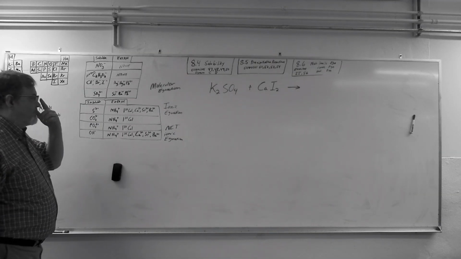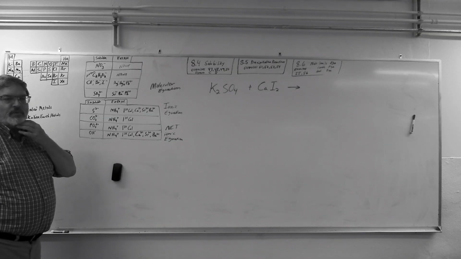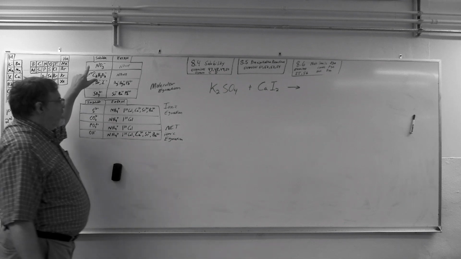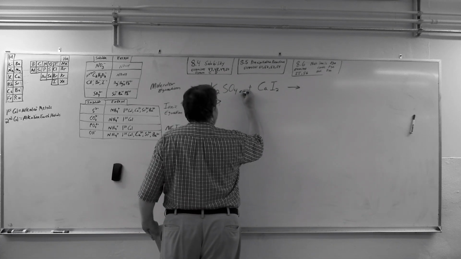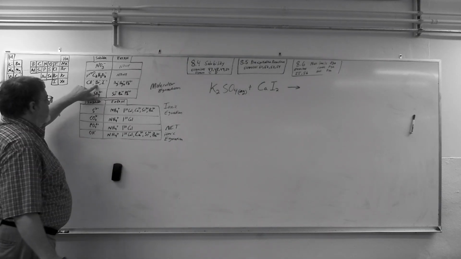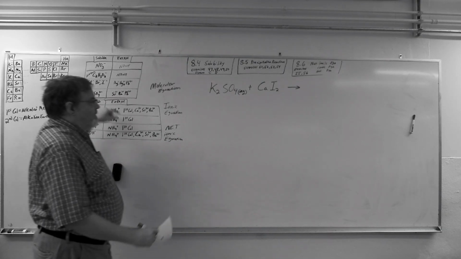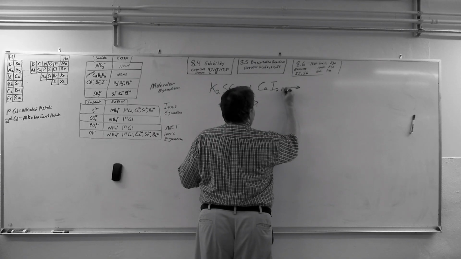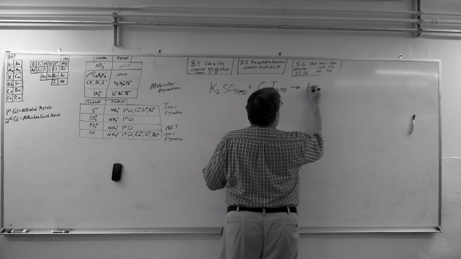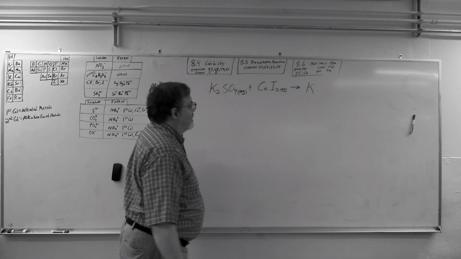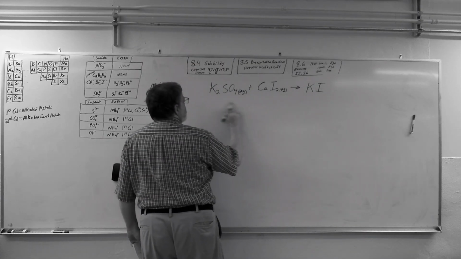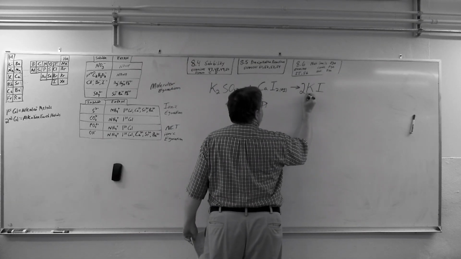Where do we start? We start by making sure the reactants are soluble. K2SO4 is soluble. It's aqueous here. Calcium iodide is soluble. So we have the possibility of a precipitation reaction. What goes over here? Two of those and two of those, so I need a 2 here.